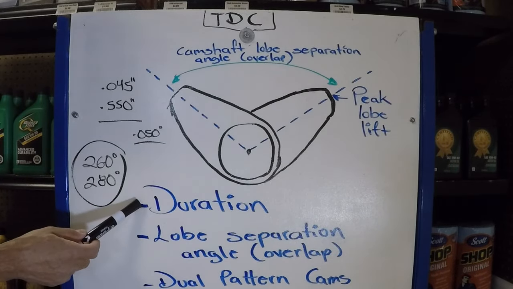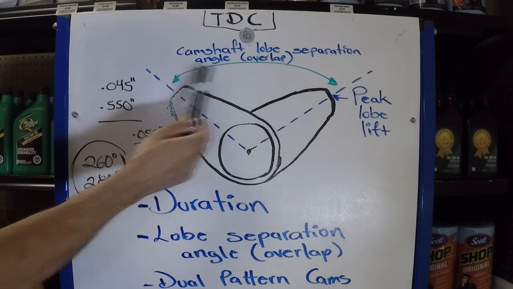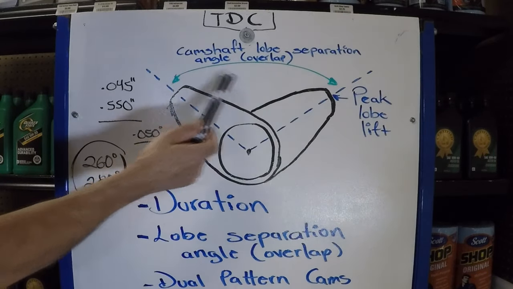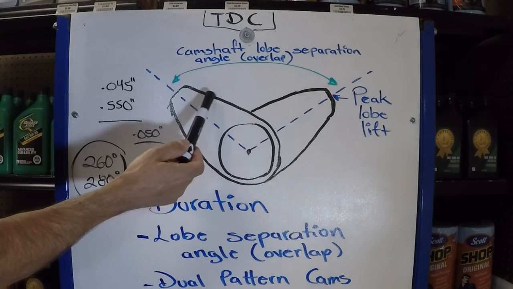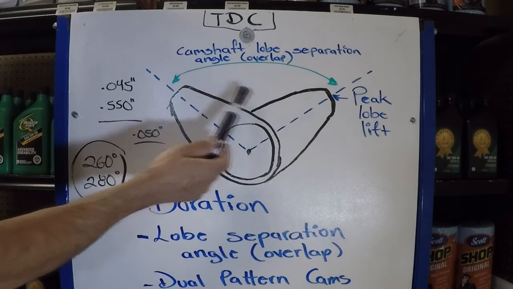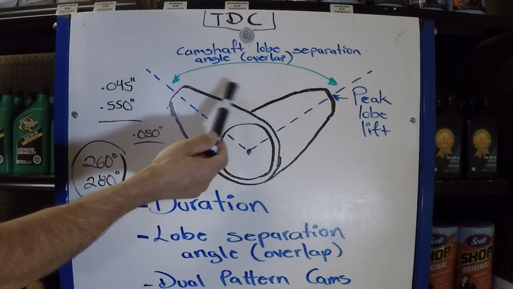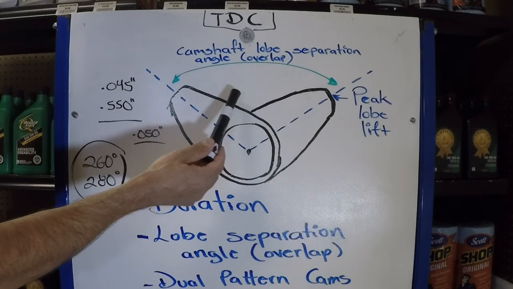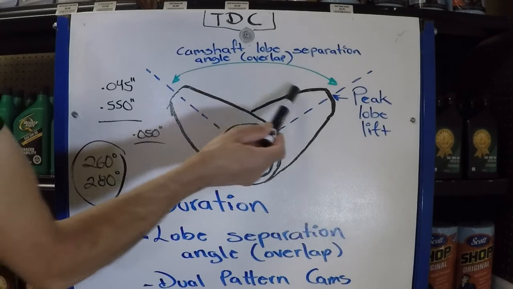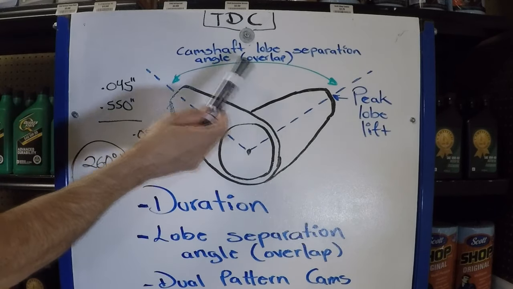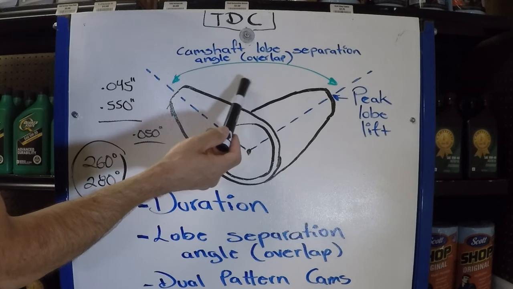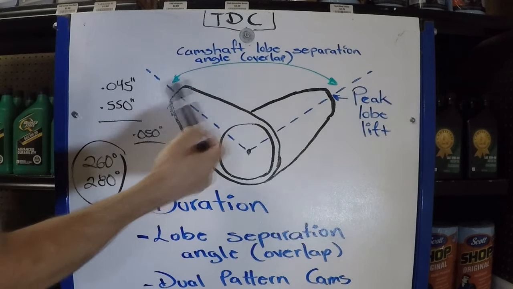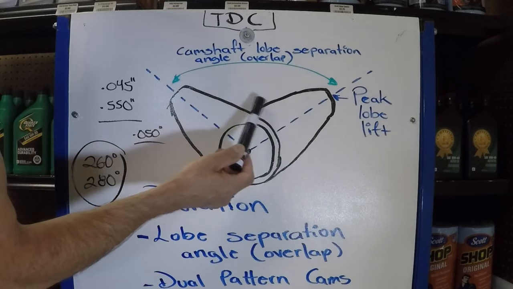Okay, so let's move on to the lobe separation angle, which is referred to as overlap. As explained on the image, it is the distance in between the two center lines. And this overlap is going to cause both intake and exhaust valves to remain open at the same time for a very brief period of time, measured in degrees of crankshaft rotation. A tighter angle, meaning these two being together, is going to have a rougher idle, and it's going to have kind of a crazier sound than a camshaft design that has a wider lobe separation angle, because the time that they're open together is going to be a lot less.